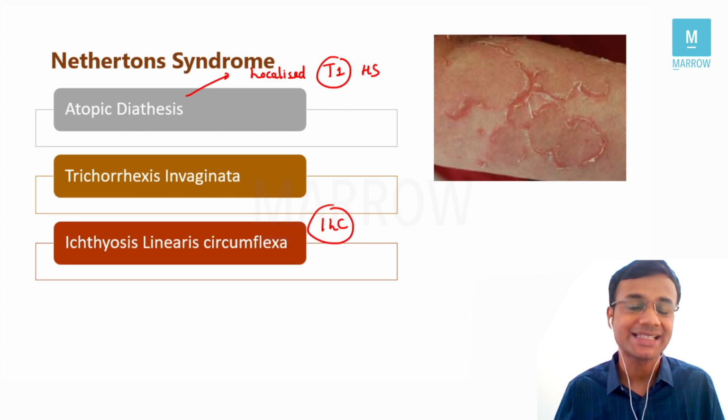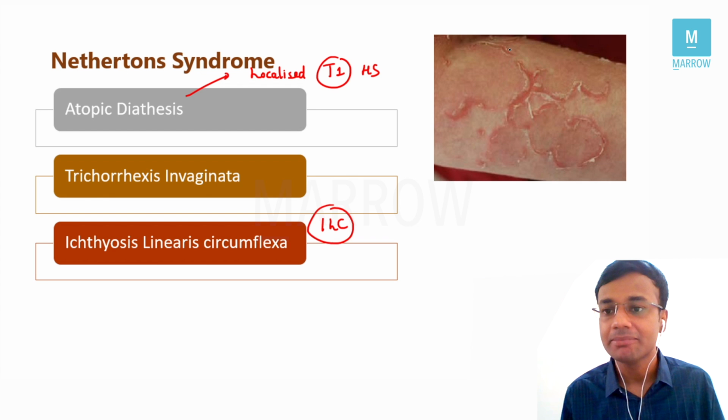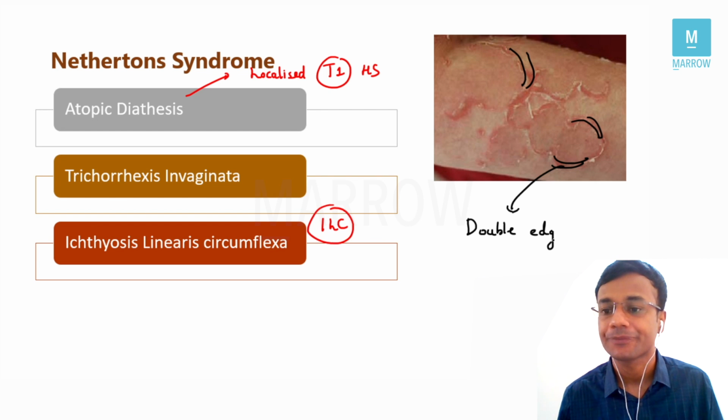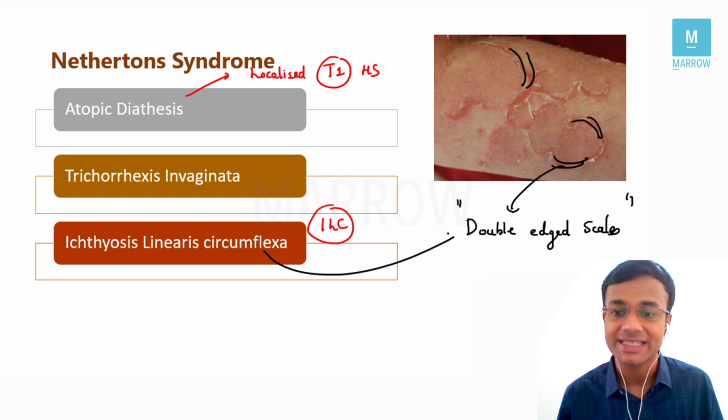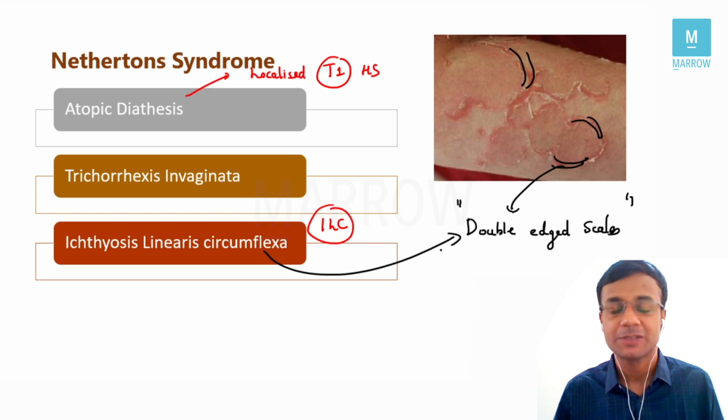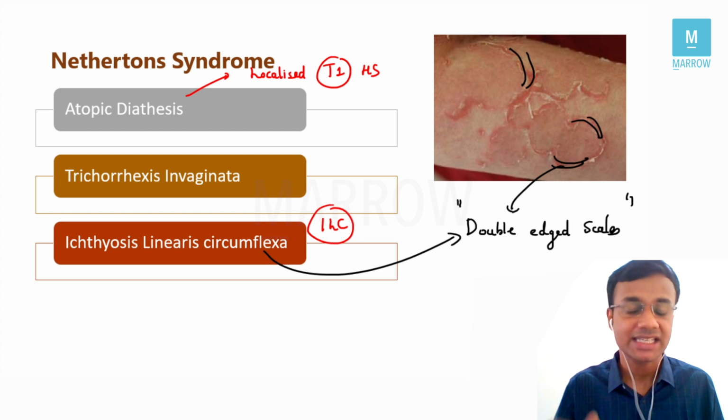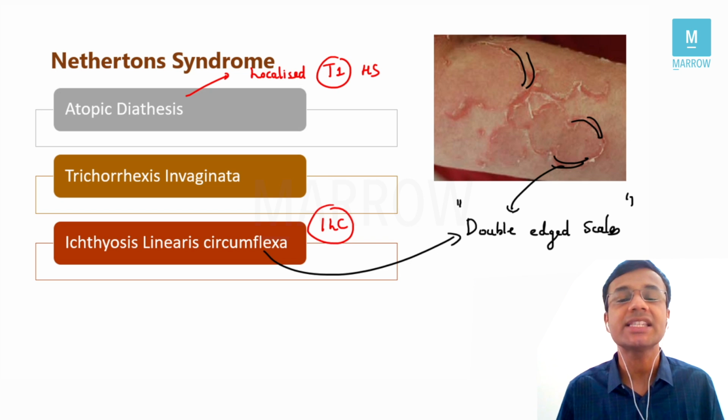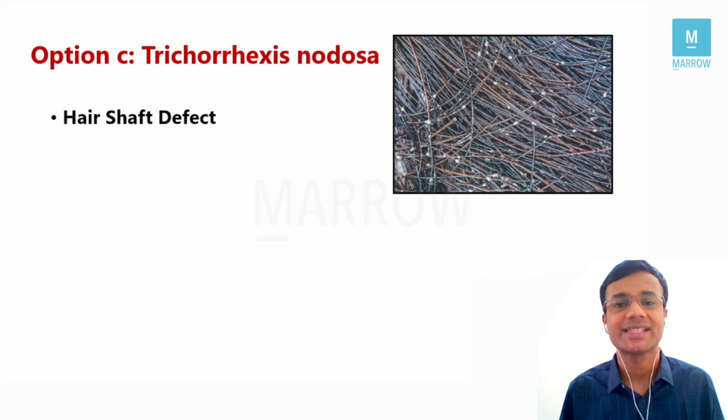They have different shapes and sizes, but very important is if you look at the margin or if you look at the scales of this particular condition, you will see that there are double-edged scales. So you get double-edged scales in this particular condition called ichthyosis linearis circumflexa, which presents as migratory erythematous scaly lesions, and the scales are going to have a characteristic double-edged scale. What is Trichorexis nodosa? This is also a hair shaft defect which can present as nodes along the hair shaft. So the hair is going to break at these nodes resulting in Trichorexis nodosa.